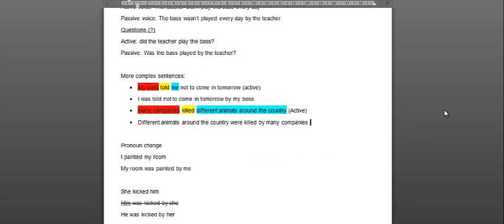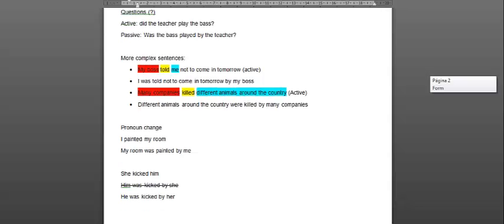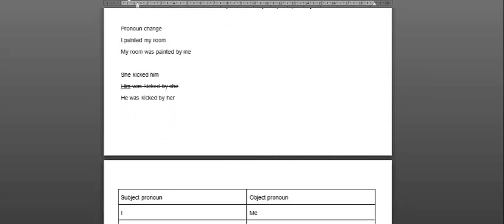So remember, in this case, we transform me into I. There is a pronoun change, right? So we say, I painted my room. My room is receiving the action, and I am the person doing the action. Let me remark this: I am the subject, right? And when you pass it, you say by me.